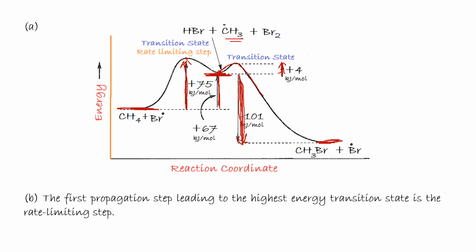The first propagation step leads to the highest energy here, it needs a lot of energy, a high hop. Because this is a high hop, it will be the slowest step. This is a slow step, and this is a fast step. The slow step we call the rate determining step or rate limiting step. So reaching transition state 1 will be the rate limiting step, and this is transition state 2.